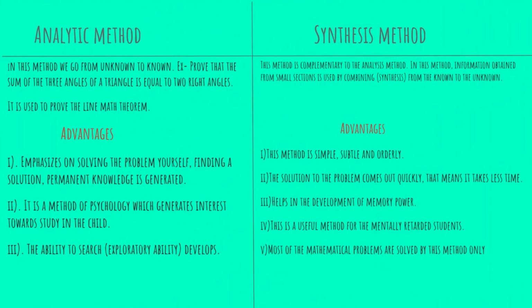Here is the analytic method. In this method, we go from unknown to known. Example: prove that the sum of the three angles of a triangle is equal to two right angles. It is used to prove the line math theorem. Let's see some advantages about it. Emphasizes solving the problem yourself, finding a solution, permanent knowledge is generated. It is a method of psychology which generates interest towards study in the child. The ability to search, that is, exploratory ability, develops.